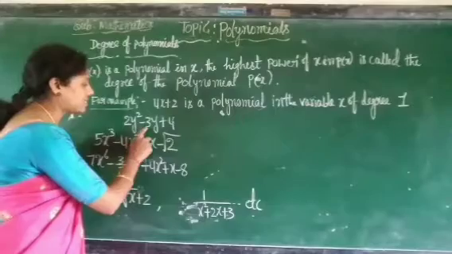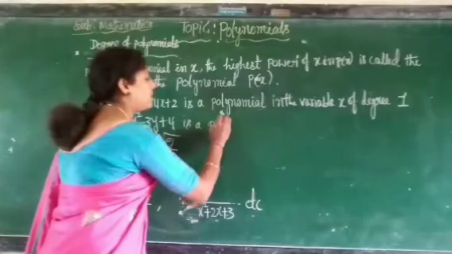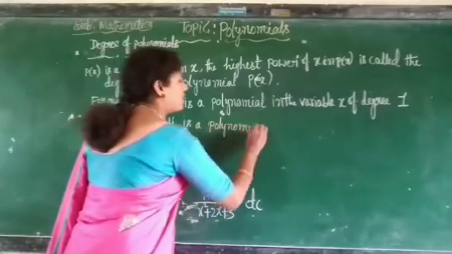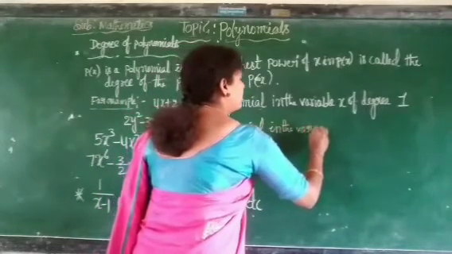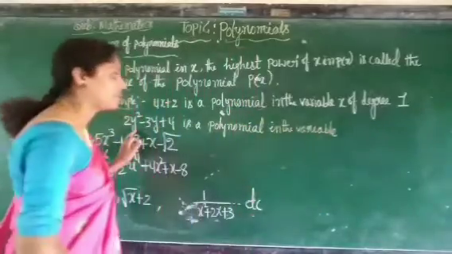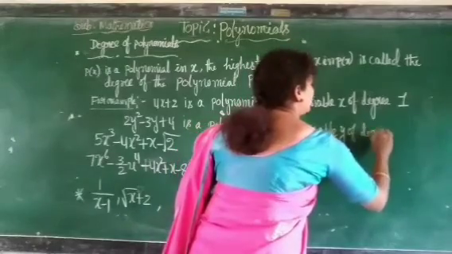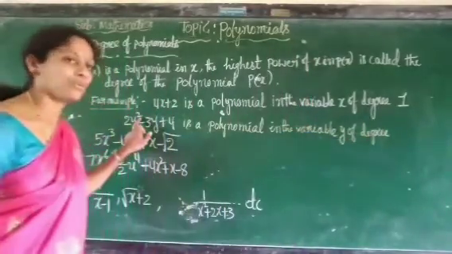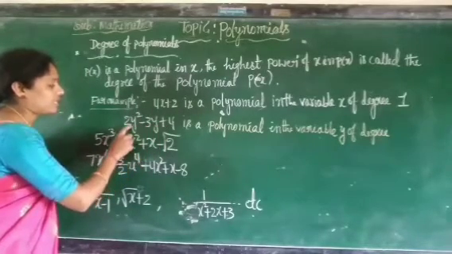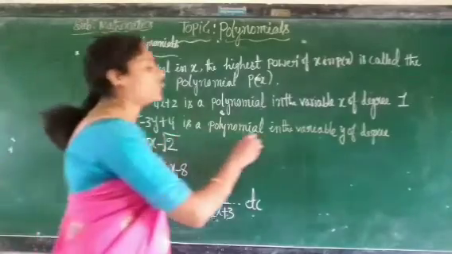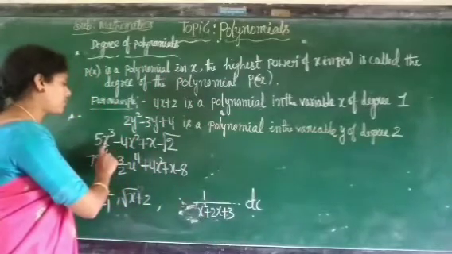2y square minus 3y plus 4 is a polynomial in the variable y of degree 2. Here is 2y square minus 3y plus 4. Here is the highest degree. The degree is 2. Now we can take the third example.